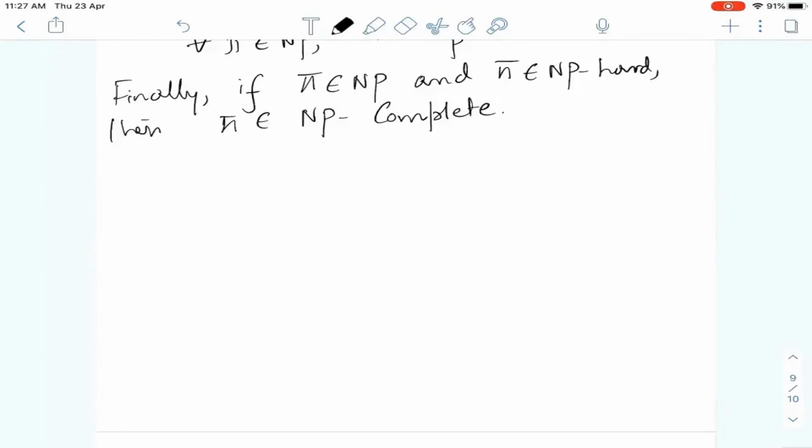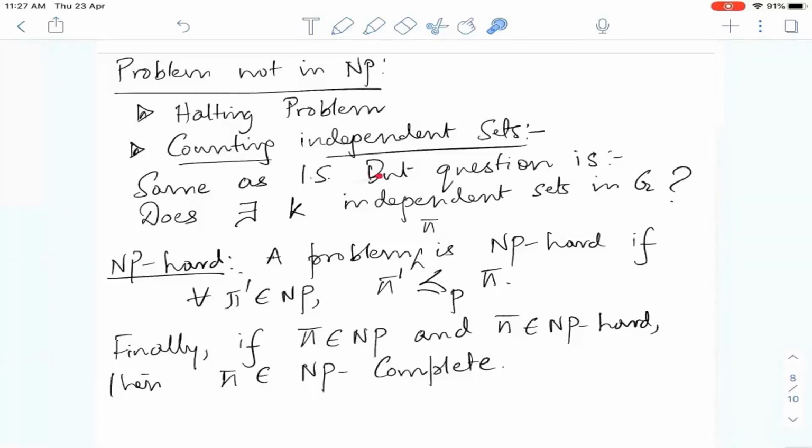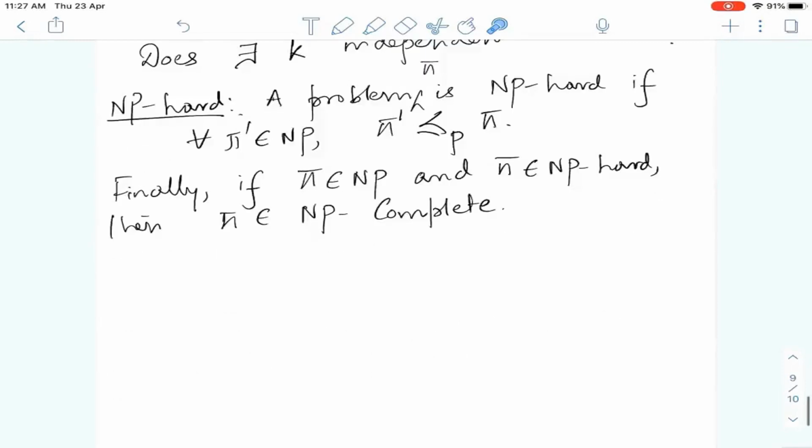Okay. So if a problem is NP hard, in addition, if the problem itself is in NP, then we say that this problem is NP complete. The point is that not every NP hard problem is itself in NP. And we saw an example. If you think about this counting independent set problem, then this problem is NP hard. You can reduce any NP problem to this problem, but this itself is not an NP problem.